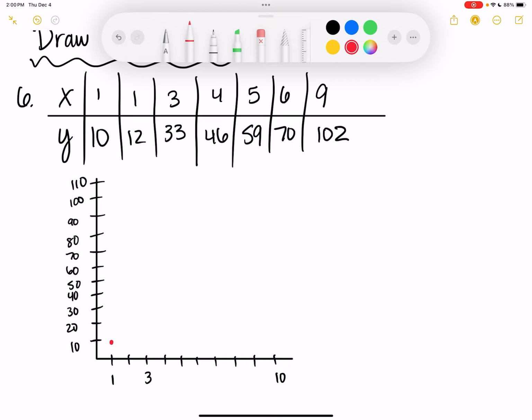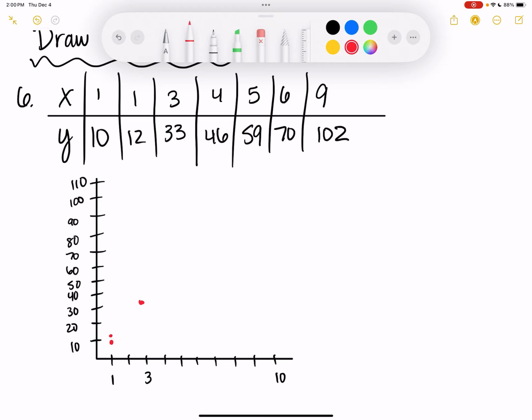Okay, we're going to do that, and then we're going to do that. So there's my first 2 points. Then at 3 and 33, I have a point. So over here at 3, I'm going to go all the way up to 33. Again, it doesn't have to be perfect, just in the right general ballpark.